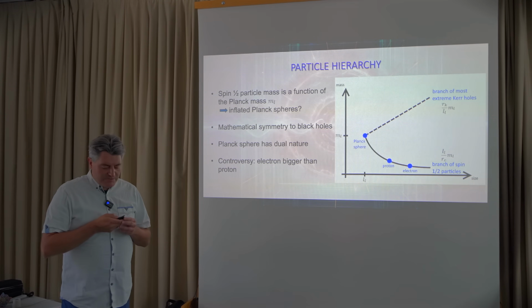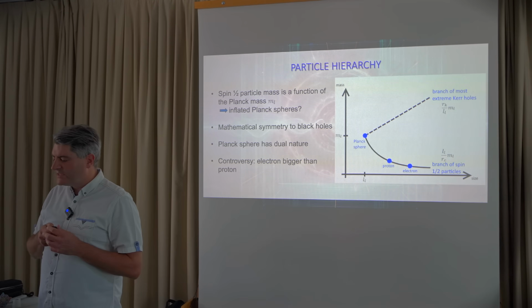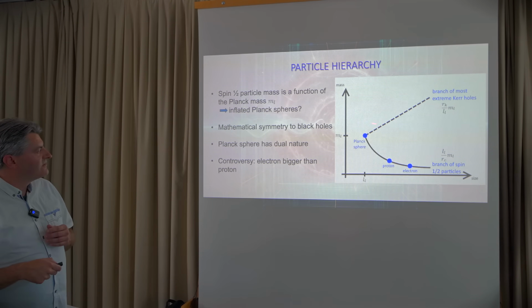Okay, then there is also a hidden particle hierarchy that is centering about the Planck sphere.